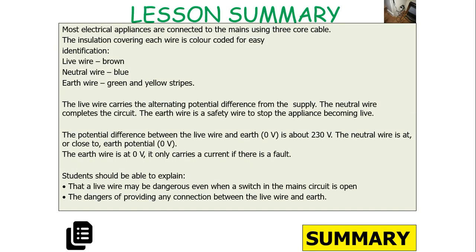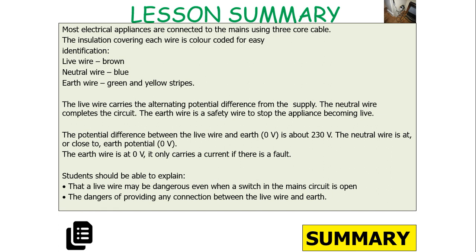Just to clarify, what have we learned in today's lesson? We know that most electrical appliances are connected to the mains using a 3-core cable. The insulation covering each wire is color-coded for easy identification, with the live wire being brown, the neutral wire being blue, and the earth wire being green and yellow stripes. The live wire carries an alternating PD from the supply. The neutral wire completes the circuit. The earth wire is a safety wire to stop the appliance from becoming live.